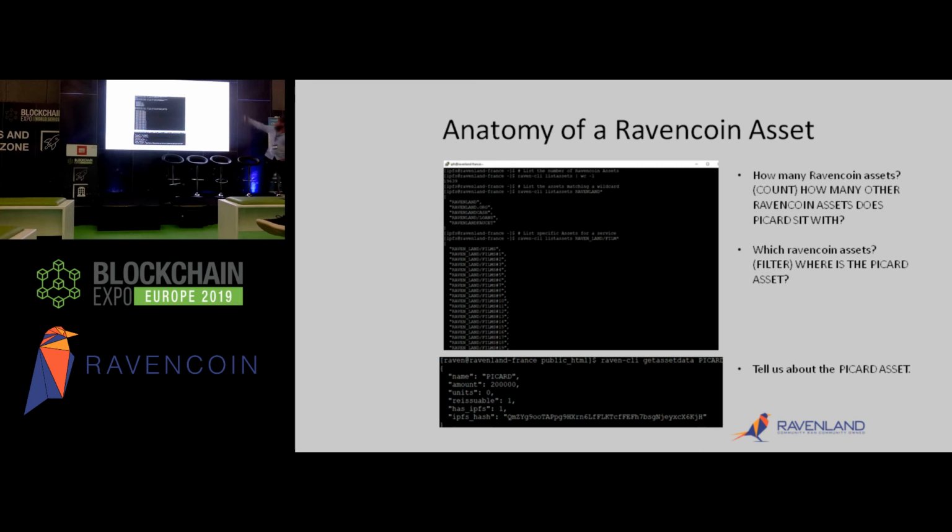So this is making the raven-cli cool: listing assets. We're listing some Ravenland matching names there at the top, and also a little query of raven-cli listassets. You can do this in the Windows wallet as well under debug. So this is how you actually start to get data out. And here's an asset called Picard, a very popular one.